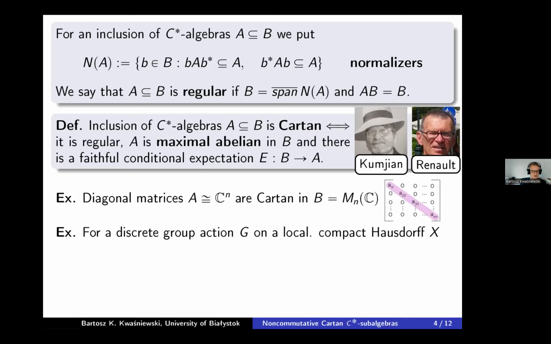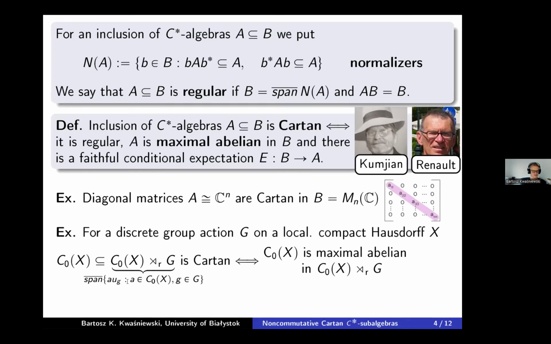And another example comes from cross products. So for a discrete group action on a locally compact Hausdorff space, we can form a cross product, the reduced cross product. By definition, it is a completion of the span of elements of this form, where a is a continuous function living on X, and u_g is a certain unitary representation of the group. So all elements of this form are normalizers.